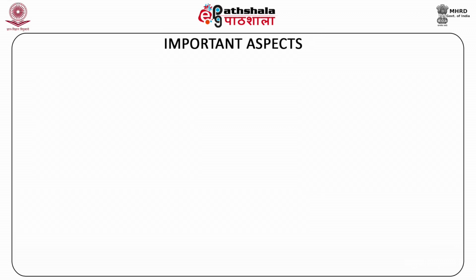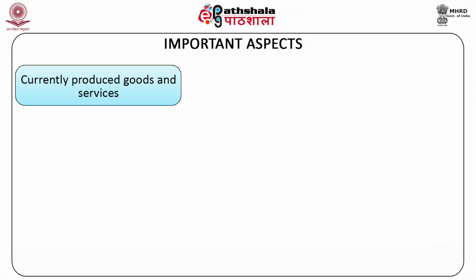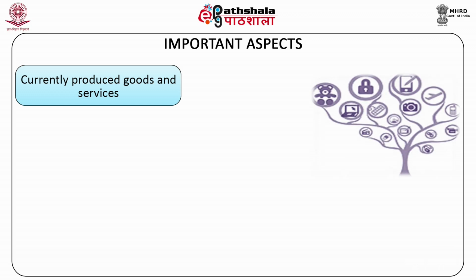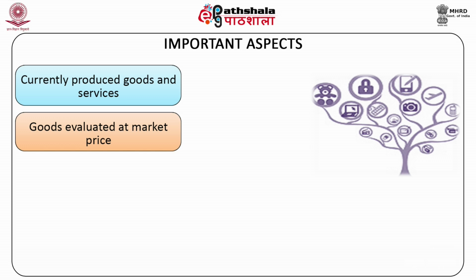Third, important aspect is currently produced goods and services. As you must be aware, GDP includes only the currently produced goods in a particular period. Accordingly, transactions involving exchange of previously produced goods such as houses, automobiles, etc. are not a part of current GDP. However, services of second-hand dealers and brokers are a part of GDP as their service provides utility in the current period.